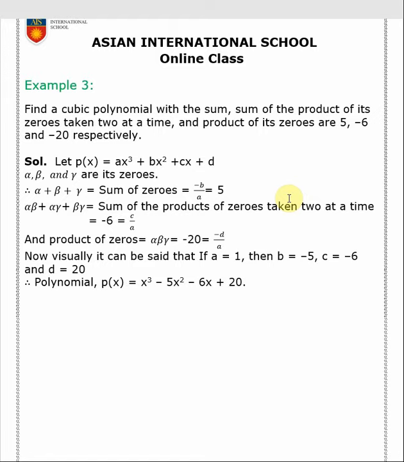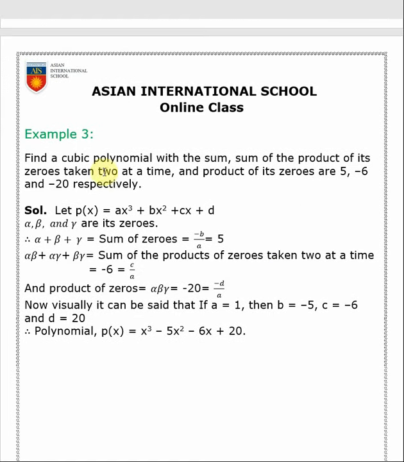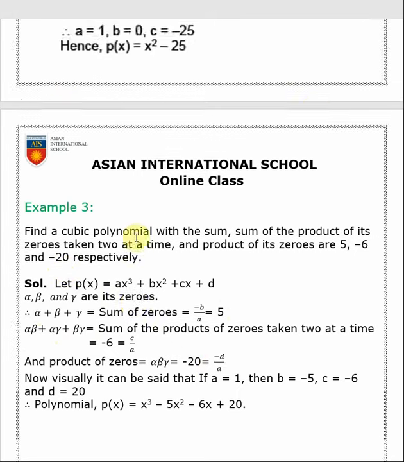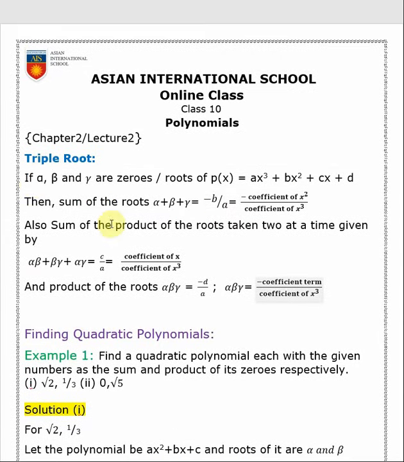And the last sum for today, let's see. Find a cubic polynomial with the sum of its zeros, the sum of the products of its zeros taken 2 at a time, and the product of its zeros being 5, minus 6 and minus 20 respectively. That means the sum is 5, the products taken 2 at a time add to minus 6, and the product of all is minus 20. That is alpha plus beta plus gamma is 5, alpha beta plus alpha gamma plus beta gamma is minus 6, and alpha beta gamma is minus 20.